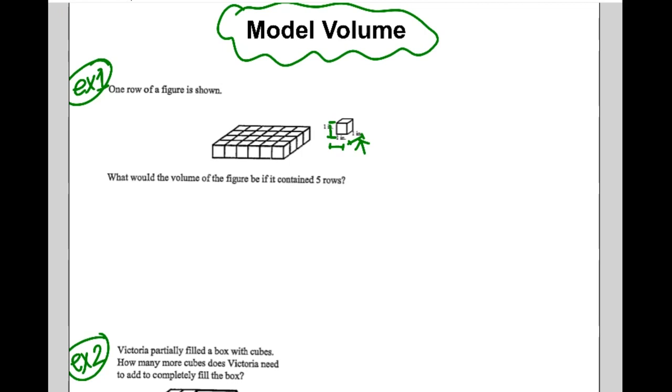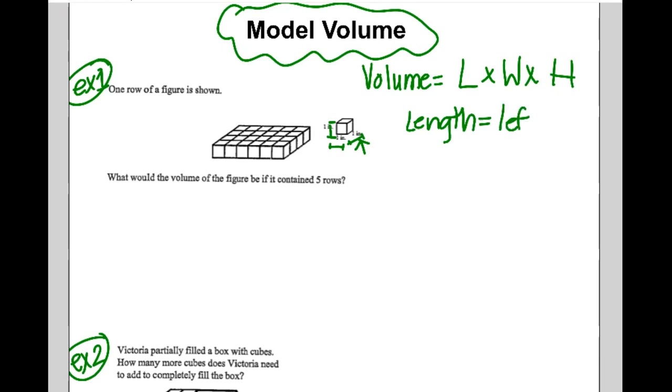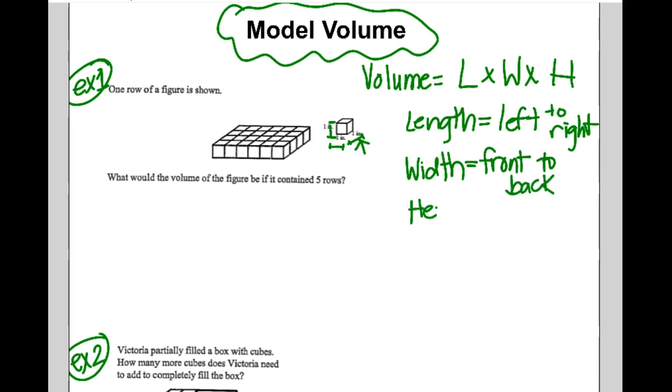One thing I wanted to note is that there's a volume equation that is length times width times height. So we're going to write all these things. Length is left to right. Width is front to back. And then height is top to bottom.